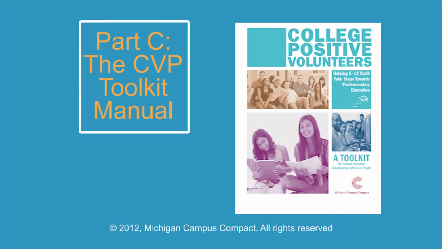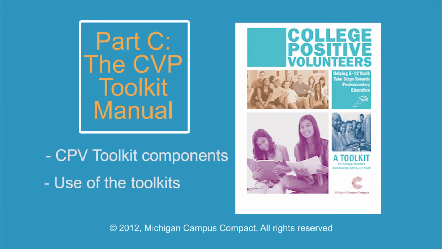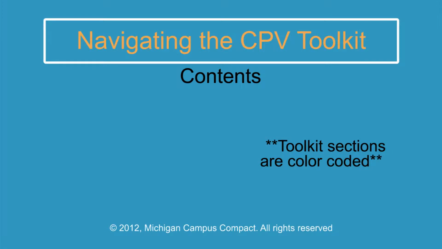Well, ladies and gentlemen, at this point we've gotten to Part C, the CPV Toolkit Manual, which includes the CPV Toolkit components and the use of the toolkit itself for our CPVs. Now here's a table of contents in regards to navigating the CPV Toolkit, which is extraordinarily important for our students to understand, or our college positive volunteers to understand, how to utilize this guide in a manner that's most effective for them and appropriate for them.